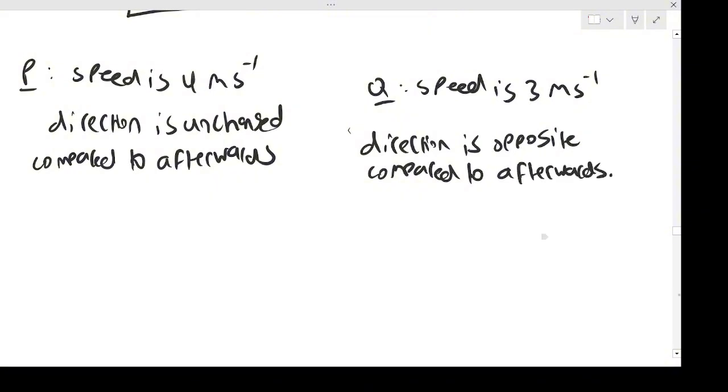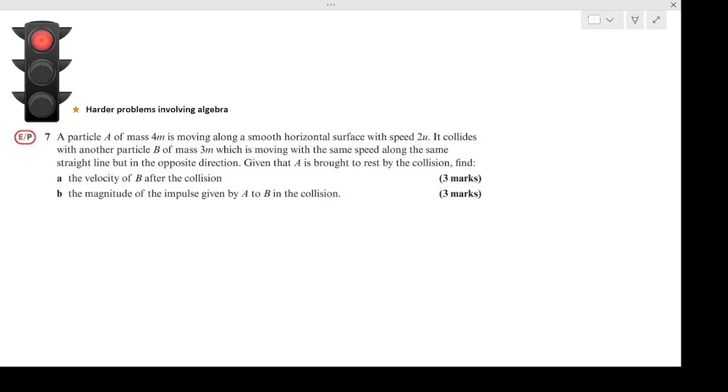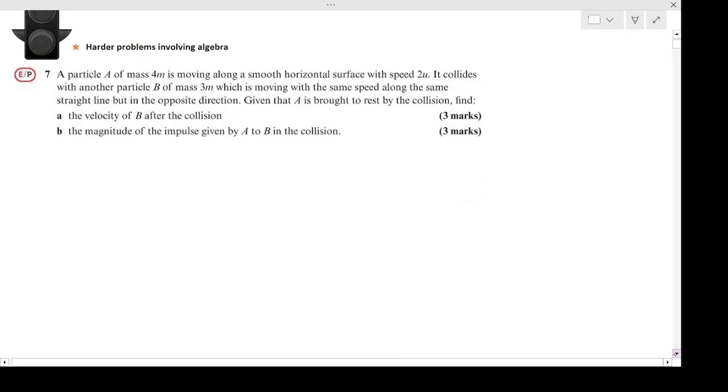And there we are. Now we're going to be looking at some harder problems where there's some algebra thrown into it. Now the questions look scary. For example, this question here, we've got m's and stuff like that. But it's going to be the exact same process. We're going to use conservation of momentum, and then maybe impulse, that we've seen previously. So please don't be put off by the questions. But let's have a look at this one.